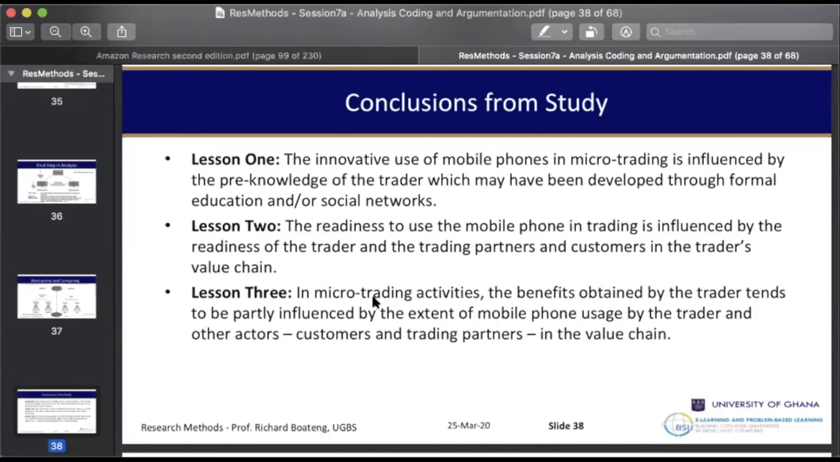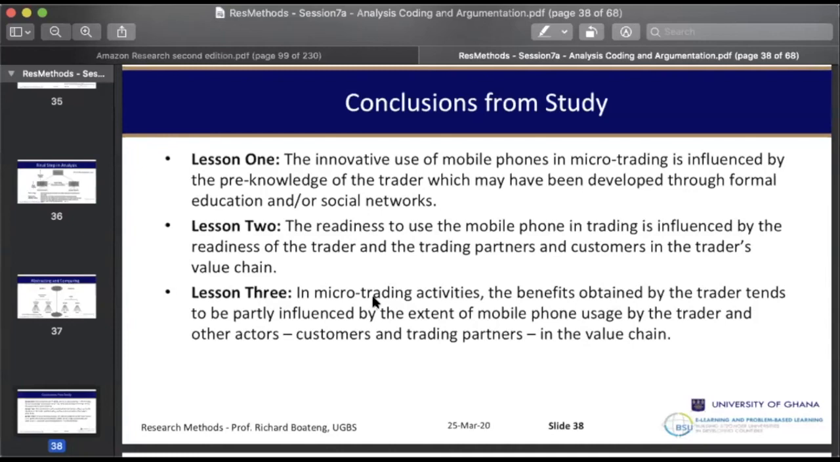The same thing with the customers. Customers have phones, you don't have a phone. How would they be able to contact you? So it then says that the readiness to use the mobile phone in trading is influenced by the readiness of the trader and the trading partners and customers in the trader's value chain.